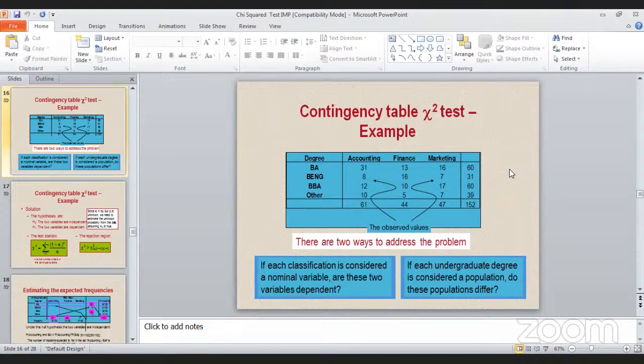This is the way, and these are all called observed values. These observed values are the data which you have collected directly regarding their undergraduate degree and their preferences regarding the MBA major. So this is the table you have. Now our purpose here is hypothesis testing: whether their undergraduate degree influences their majoring in MBA. That is the question we have.